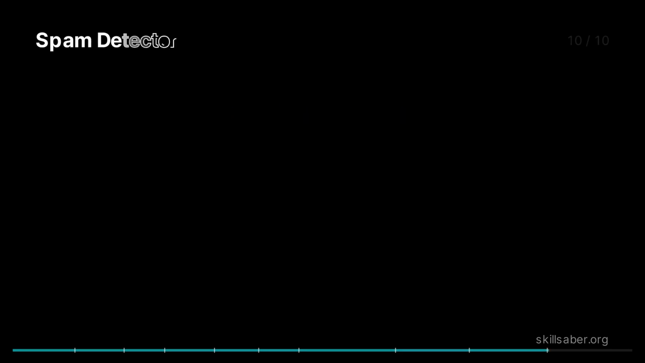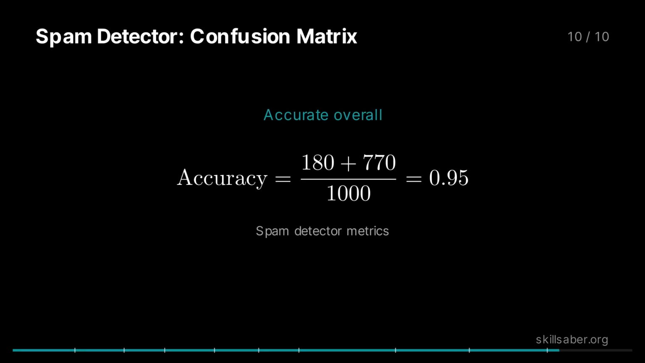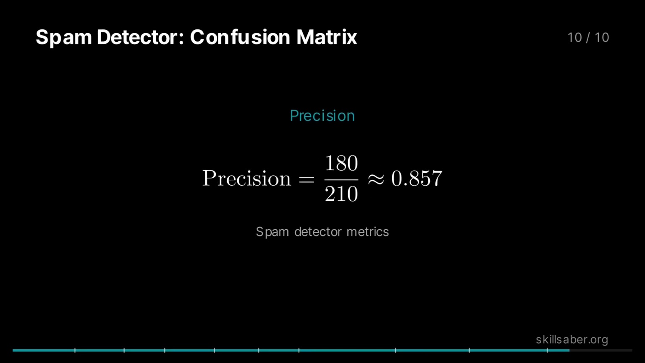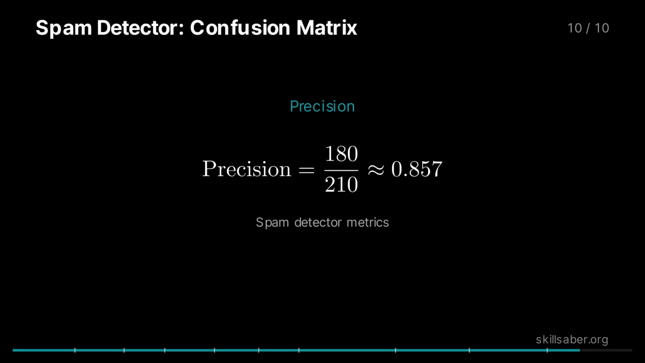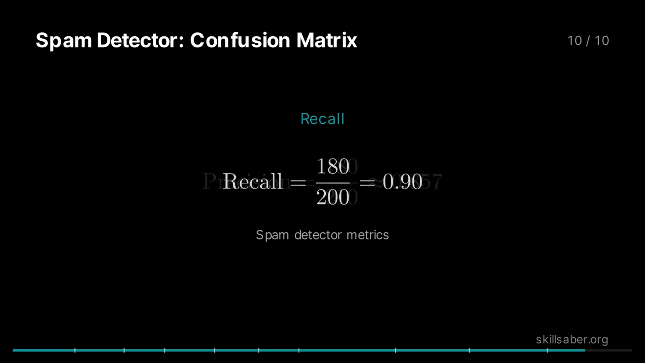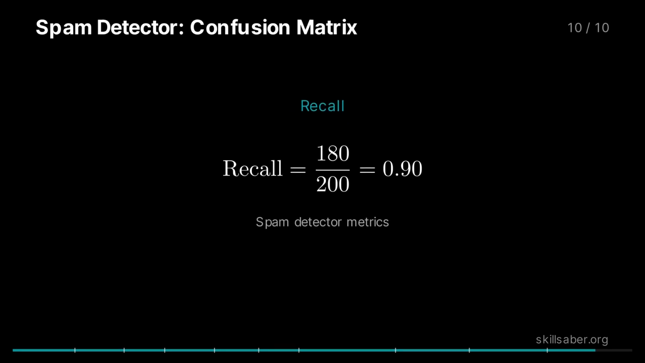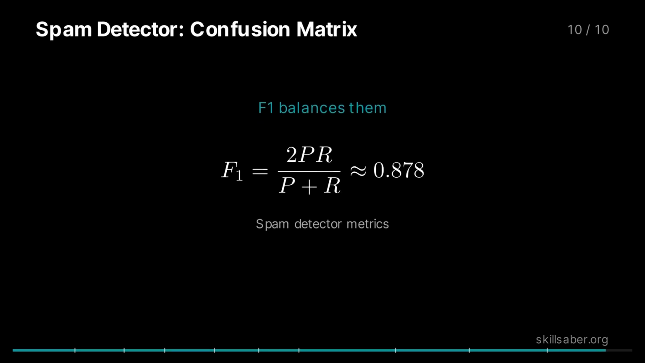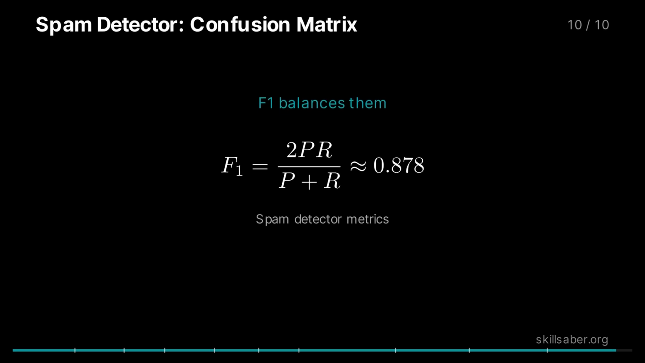A spam detector is tested on 1,000 emails. 180 spam caught, 20 missed, 30 wrongly flagged, 770 correct. Accuracy is 95%. Precision is 180 over 210, 85.7%. Recall is 180 over 200, 90%. F1 balances them at 0.878. The model is accurate overall, but precision and recall reveal what the single number hides.